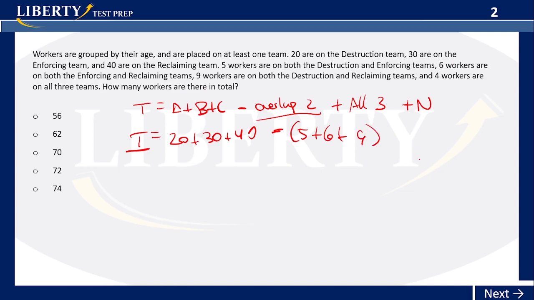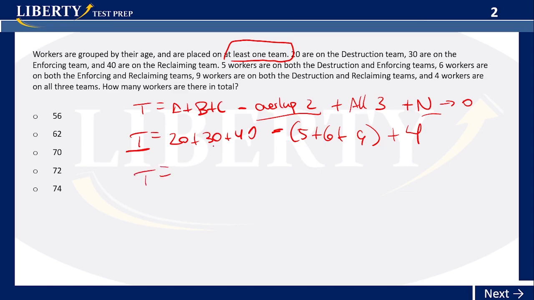Okay. 4 workers are in all 3 teams. So then you add 4 plus neither. Let's see if we have neither. Then we don't have neither, right? Neither is 0. Why? Because I say they are placed on at least one team. So nobody is left without a team. Okay, so in this case we have that.